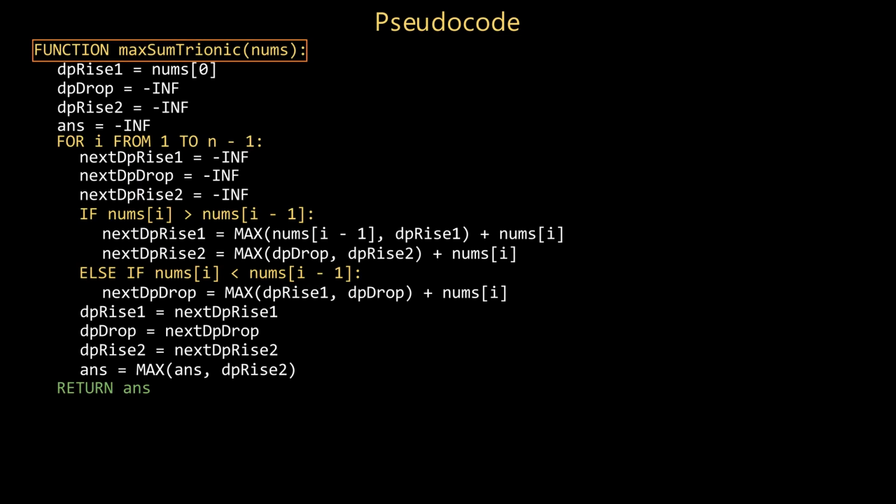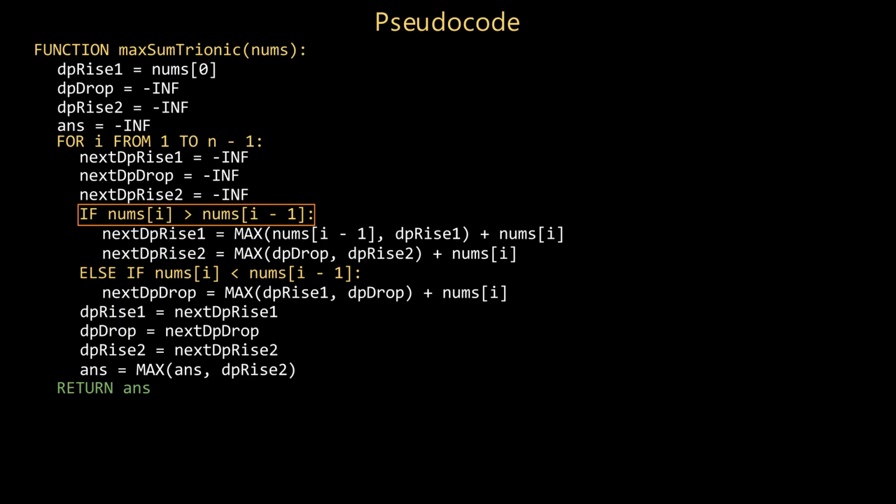Define the routine that returns the maximum trionic subarray sum. Initialize first rise with the first element as a one-element increasing run. Mark the middle drop state as unreachable at the beginning. Mark the final rise state as unreachable at the beginning. Initialize the best answer to negative infinity. Now scan from the second element to the end. Reset the next first rise, next drop, and next final rise states before applying transitions.